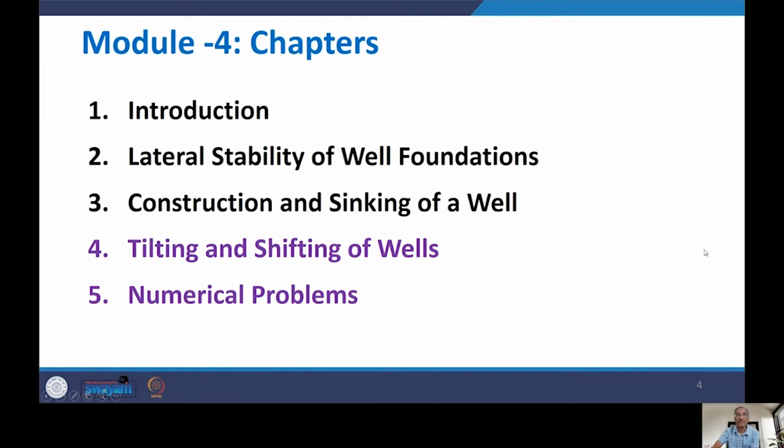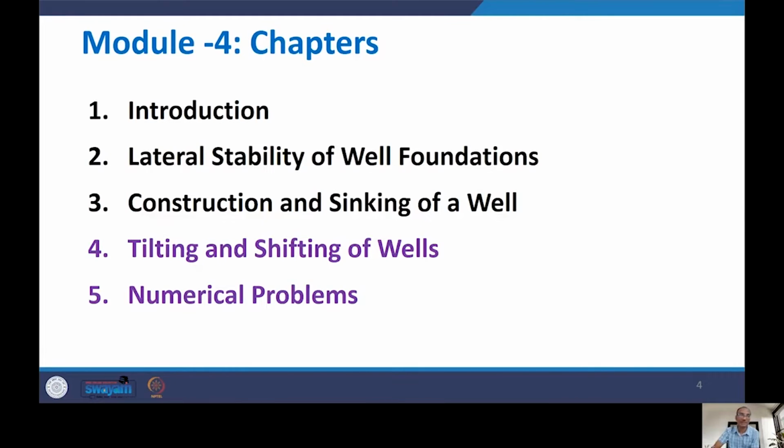And once we are done with that, then we will be discussing two numerical problems on well foundations, which will be covered based on Karjagi theory as well as the IRC method, where in the IRC method we are going to discuss both the elastic theory method as well as the ultimate soil resistance method in numerical problems. So let's start with the tilting and shifting of wells.